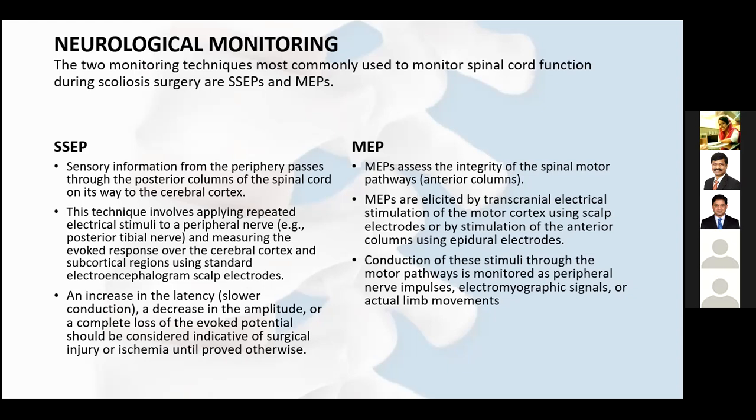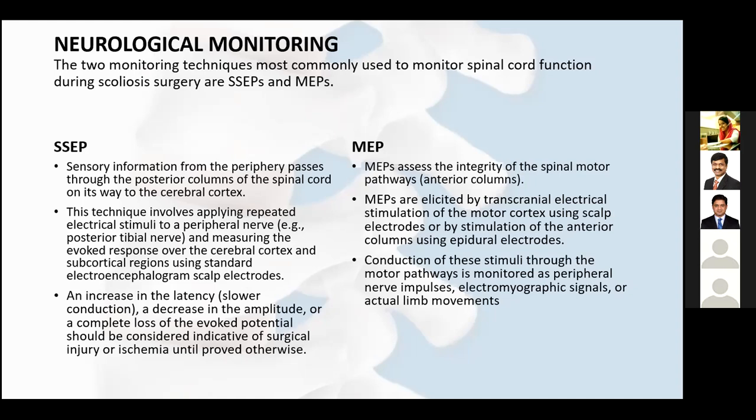This technique involves applying repeated electrical stimuli to a peripheral nerve, for example the posterior tibial nerve, and measuring the evoked response over the cerebral cortex and subcortical regions using standard EEG scalp electrodes. An increase in the latency, a decrease in the amplitude, or a complete loss of the evoked potential should be considered indicative of a surgical injury or ischemia until proved otherwise. The MEP is used to assess the integrity of the spinal motor pathways, the anterior column, while somatosensory is for the posterior column.